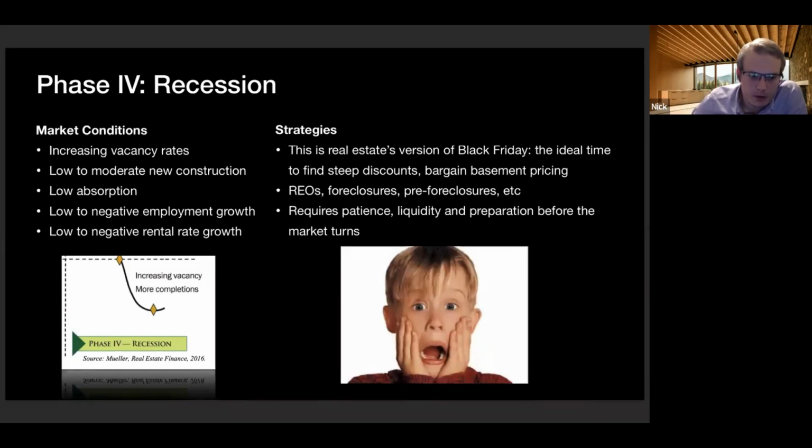So, phase 4, the recession. This is where you're going to see increasing vacancy. You'll see some new construction, not a ton, low absorption for that construction, low to negative employment growth, low to negative rental rate growth. And this is the ideal time to start finding those fire sales, right? The steep discounts, bargain basement pricing, foreclosures. It requires a lot of patience, liquidity, and preparation before the market turns. So being prepared for this, you can really capitalize when you start seeing those distressed deals.